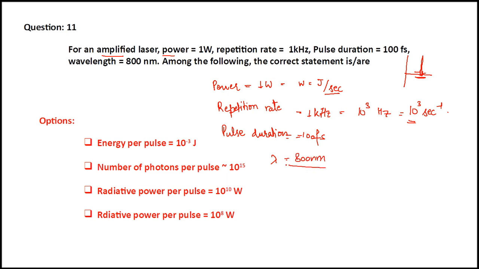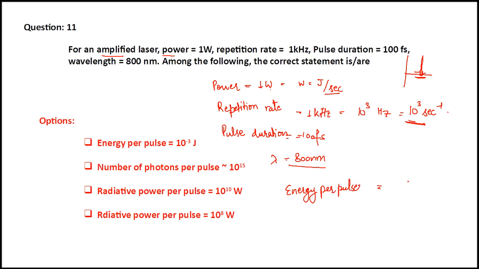What are the other things? Say the energy per pulse. Okay, so if the power of the amplified laser is 1 watt, and in 1 second it repeats itself 10 to the power 3 times, how can we calculate the energy per pulse? I'll just give a basic mathematical relation, and you will find it easier to solve.